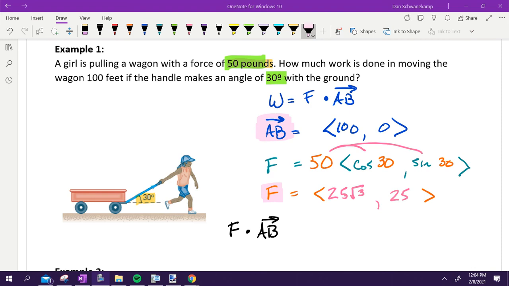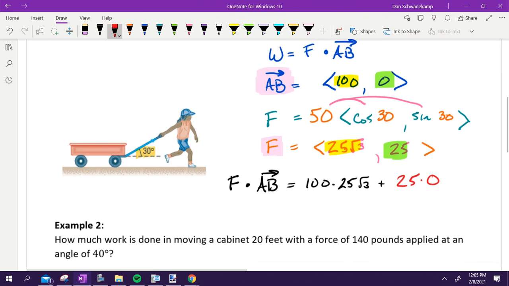So if I'm finding the dot product here, Kara, what'd you do? Yep, multiply the two x's. So she is taking 100 times 25 radical 3. Then what else did you have to do? Yep, then we multiply the two y's, 25 times 0. Yes, if you're good at this, you would be able to see that pretty early on. I'm fine with you doing that. I just want us to understand how this connects to dot products.